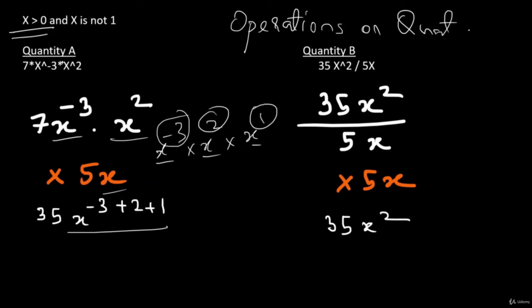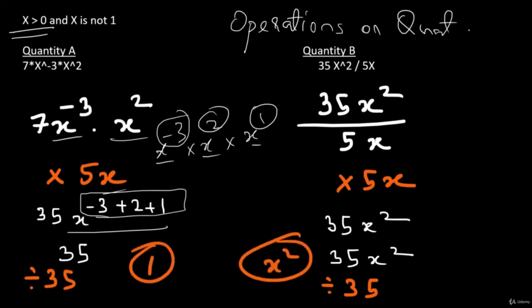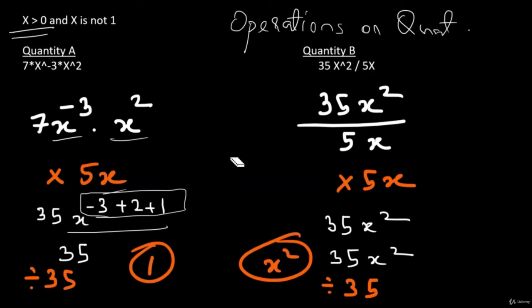Alright, so quantity A is equal to 35 into x to the power 0, right? Because this adds up to 0 and that is equal to 1. Therefore, quantity A is 35 and quantity B is 35x square. Now let me divide quantity A and quantity B with 35. Then I get quantity A as 1 and quantity B as x square. So I just need to compare 1 and x square to solve this question.